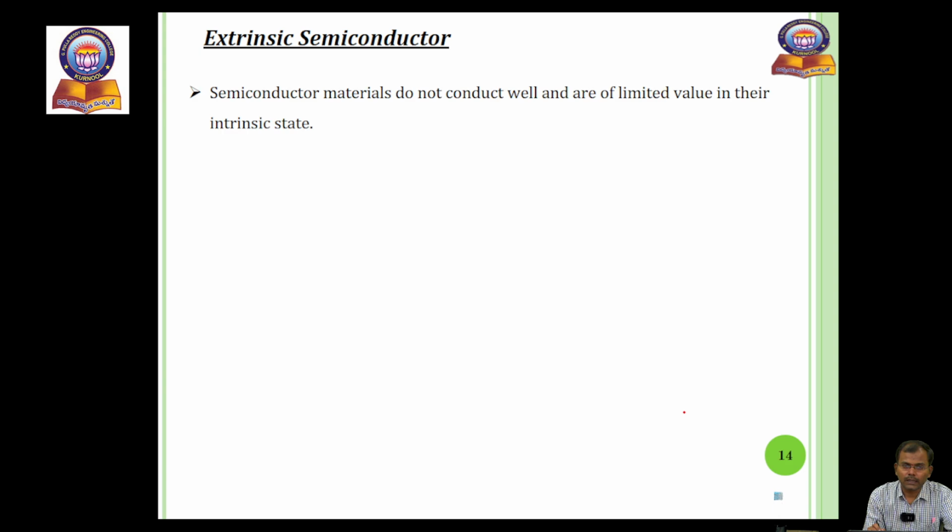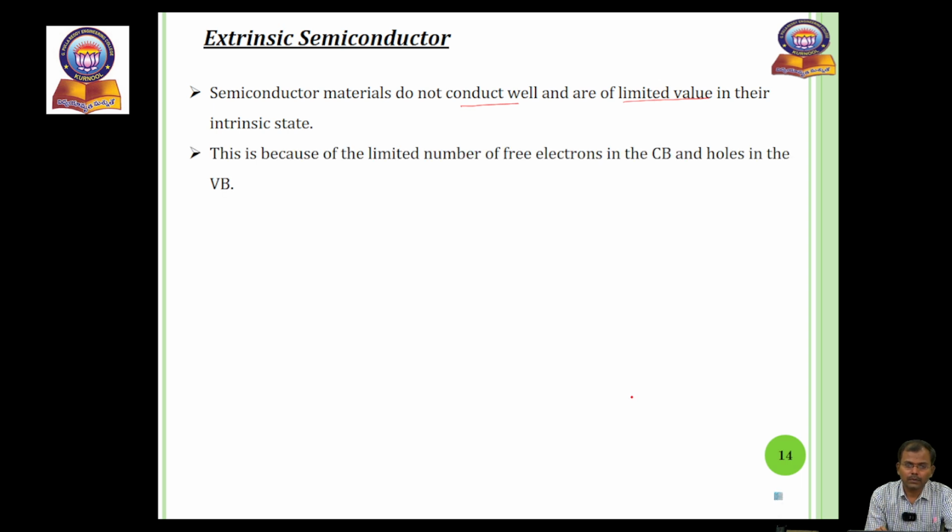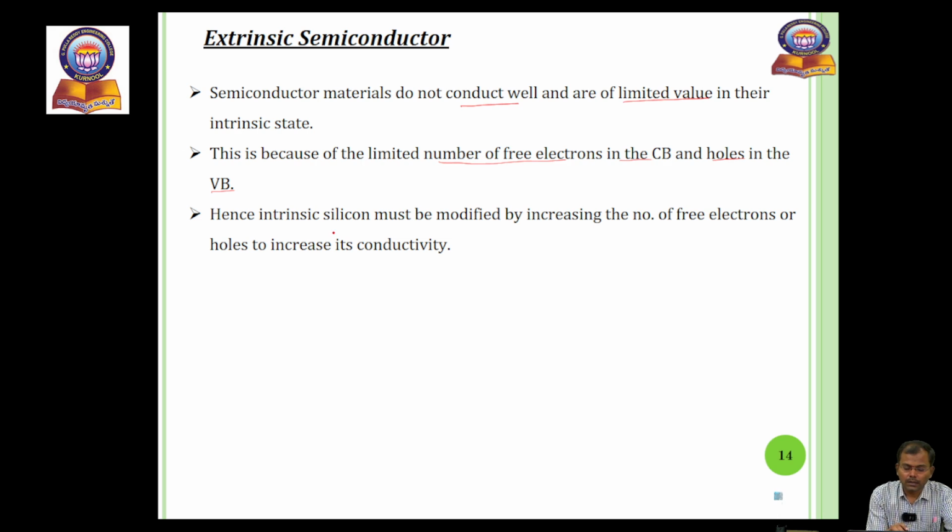Semiconductor materials do not conduct well and are of limited conductivity in their intrinsic state. This is because of the limited number of free electrons available in the conduction band and holes in the valence band. Hence intrinsic silicon must be modified by increasing the number of free electrons or holes to increase its conductivity. This is done by adding impurities to the intrinsic material.